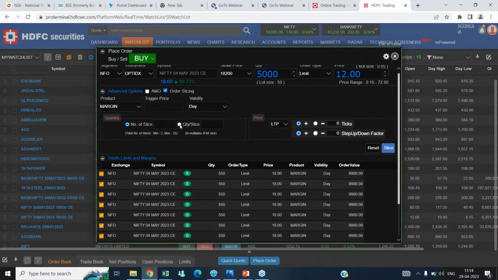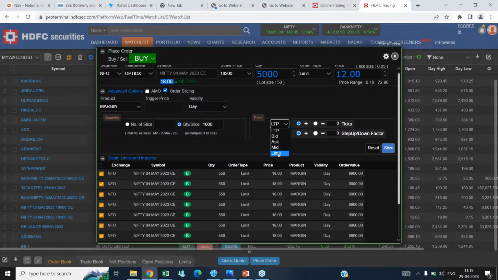Now for ease, we will keep it as 1,000 shares for quantity per slice, so I'll just reset it. Yeah, so quantity per slice would be 1,000 shares. So my 5,000 shares would be divided into 1,000 shares each. And then in price, I have an option at what price I want to initiate this. Either LTP, whatever the last traded price is. Then you will also see if you want to take it as bid or ask or mid.